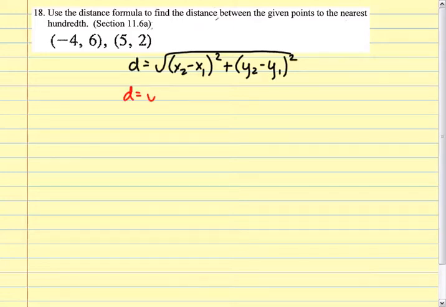It says use the distance formula. Now, you're going to remember that the distance formula is equal to the square root of x sub 2 minus x sub 1 squared plus y sub 2 minus y sub 1 squared. Okay? Now, let me fill this in. That means that the distance is going to equal the square root of, let's just do, how about negative 4 minus 5, okay, squared, plus 6 minus 2 squared.